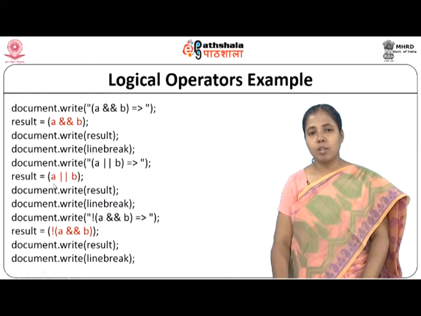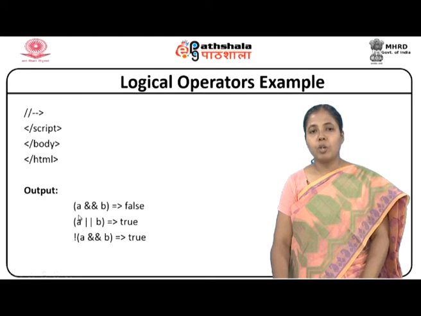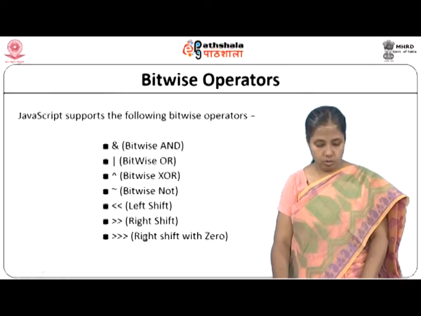It works in the same way for A or B, logical OR, and this is a NOT operator that we are using. So, now you can see that A and B is false because one is true and the other one is false. So, you get a value of false.